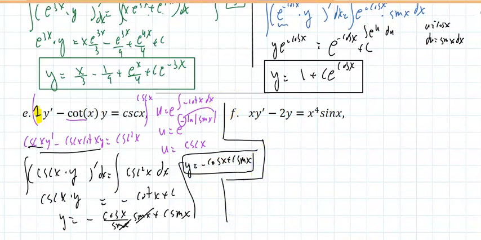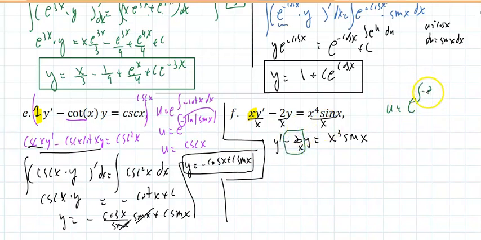Here, I would notice that this is not a 1. I forced that to be a 1. That's simple. And I'm looking at y prime minus 2 over x y equal x cubed sine of x. Here, I'm going to let u equal e to the integral of, again, there's p of x. U is going to equal e to the negative twice natural log of x. That becomes a power. U is going to equal e to the natural log of x to the negative 2. U is going to equal 1 over x squared.